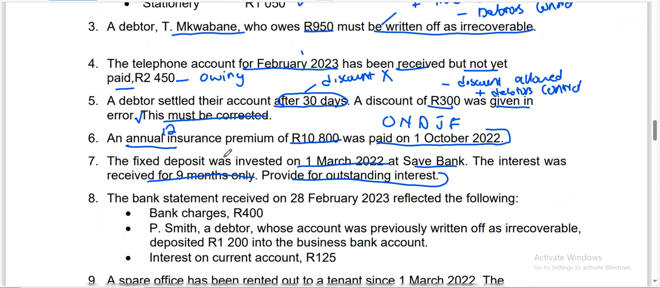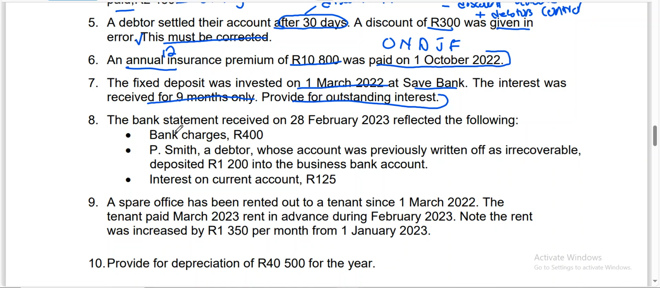The next transaction says that the bank statement received on 28 February 2023 reflected the following. Now before we go to the transaction, remember guys that when you get your bank statement, there are some things that you will not be aware of until you get your bank statement.